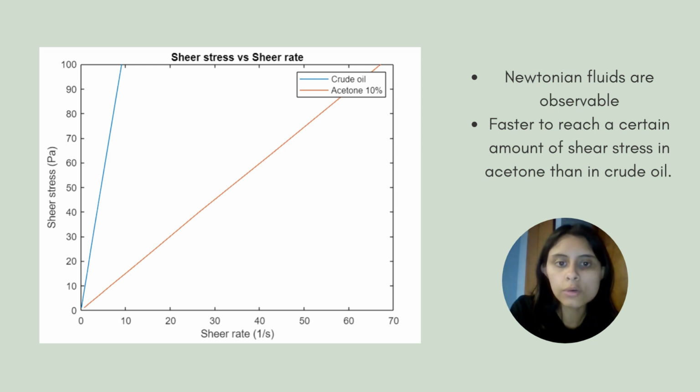This can be seen through the graph because it was faster to reach a certain amount of shear stress in acetone than in the crude oil. This shows that the crude oil cannot be manipulated effectively. This is what creates issues in the industry.